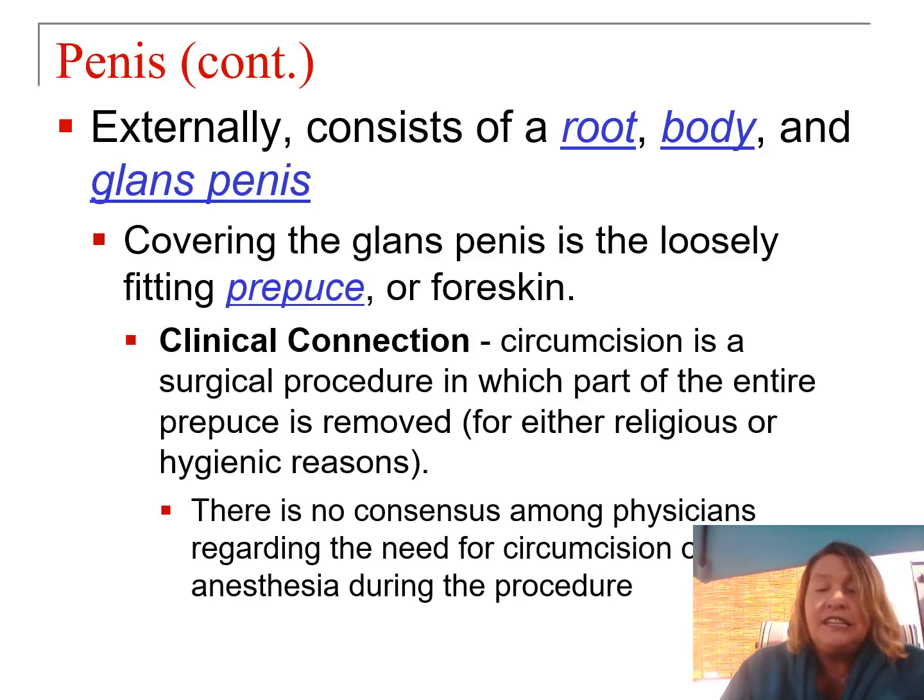Okay, externally, the penis consists of a root, the body, and the glans. Covering the glans is a loosely fitting prepuce or foreskin, and this is often removed during circumcision.